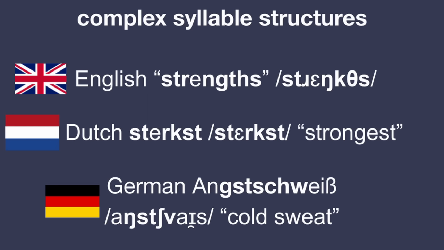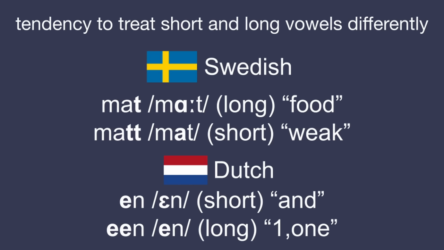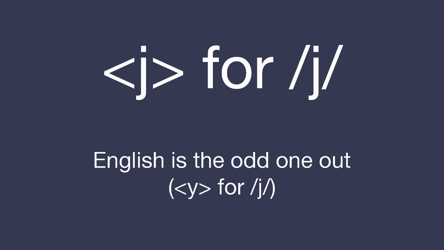Germanic languages often have relatively complicated syllable structures, allowing long consonant clusters both at the beginning and ends of syllables. Also notable is the velar nasal ng, which can appear in syllable-final position in most of them. The orthographies of Germanic languages can vary, but they tend to treat short and long vowels differently in writing, representing them with the same vowel letter, but adding consonants and sometimes other vowel letters to distinguish short from long. Also, most Germanic languages use J for Y like in the IPA. English is just the weird one.